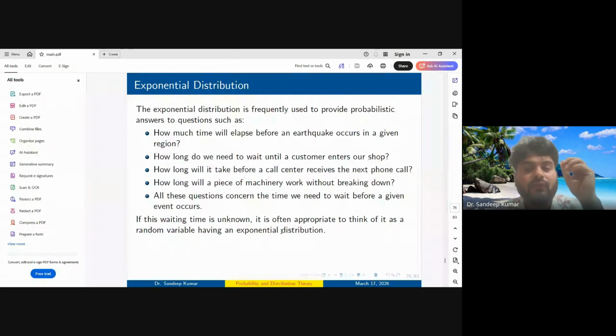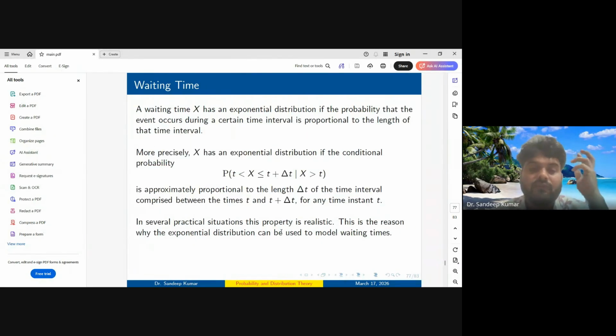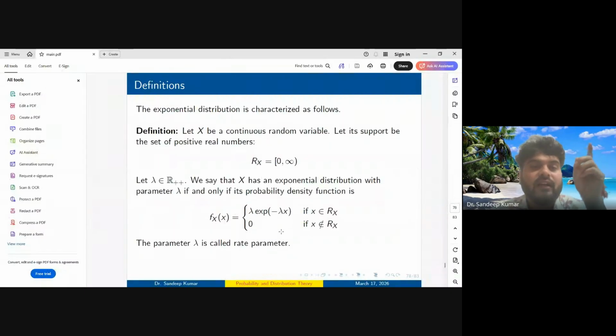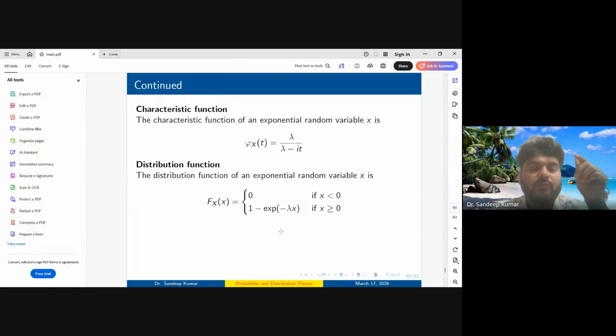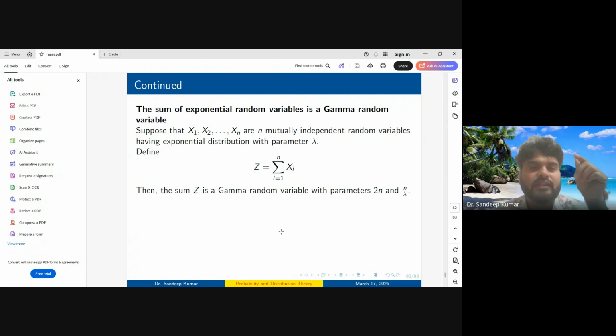we need to wait before a given event occurs. If this waiting time is unknown, it is often appropriate to think of it as a random variable. So this is a waiting time. So this is the PDF, lambda e to the power minus lambda x, where lambda is called the rate parameter. And then the properties: mean, variance, moment generating function, distribution, memoryless property.